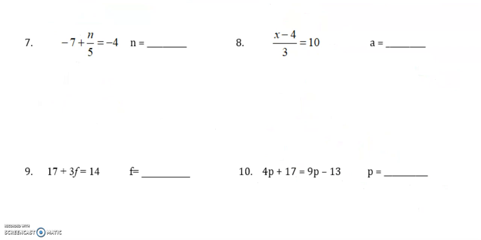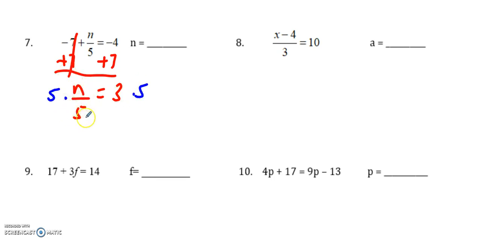Number 7, my goal is to get n alone. So the number on the same side of n that is not attached is the negative 7. So I'm going to inverse and add the 7 on both sides. So it had n over 5 equals 7 minus 4, which is 3. Then to get the 5 away from the n, I would multiply both sides by 5 because it's currently being divided. See you later. N equals 3 times 5, or positive 15.